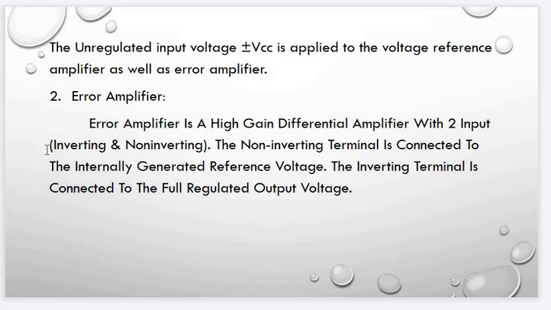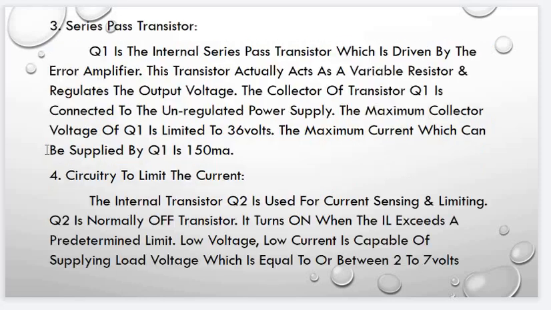The unregulated input voltage plus or minus VCC is applied to the voltage reference amplifier as well as the error amplifier. The error amplifier is a high gain differential amplifier with two inputs, inverting and non-inverting. The non-inverting terminal is connected to the internally generated reference voltage. The inverting terminal is connected to the fed-back regulated output voltage.